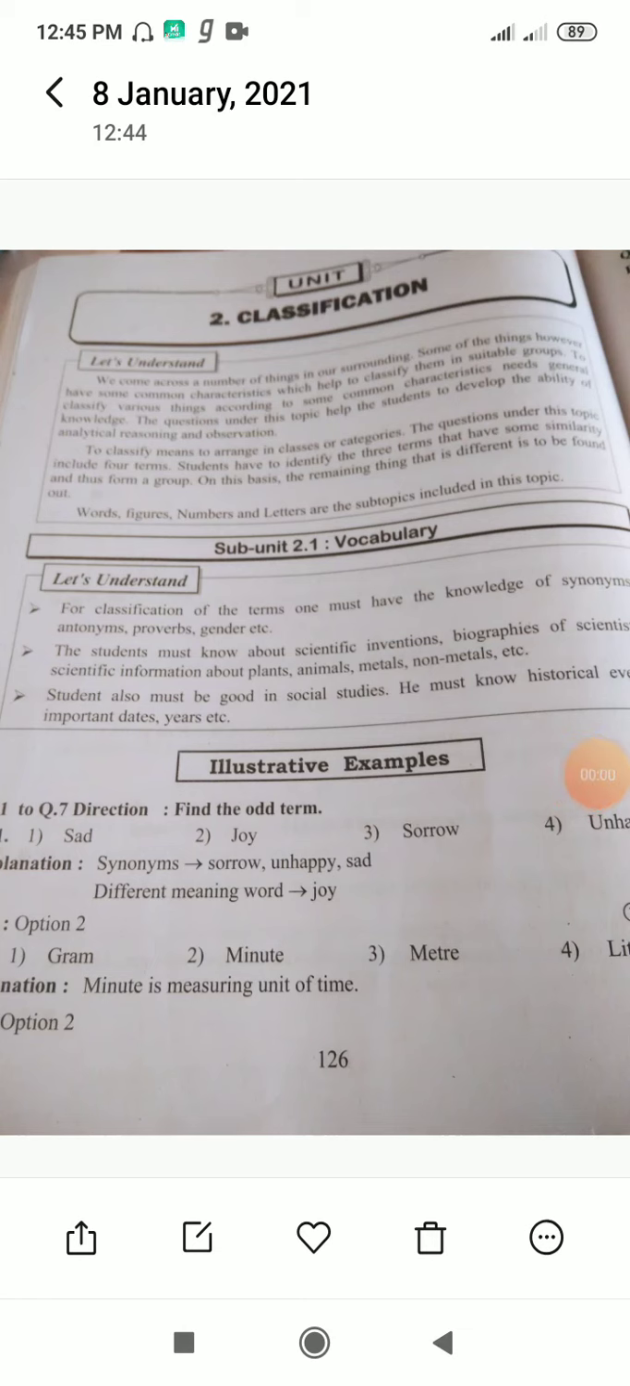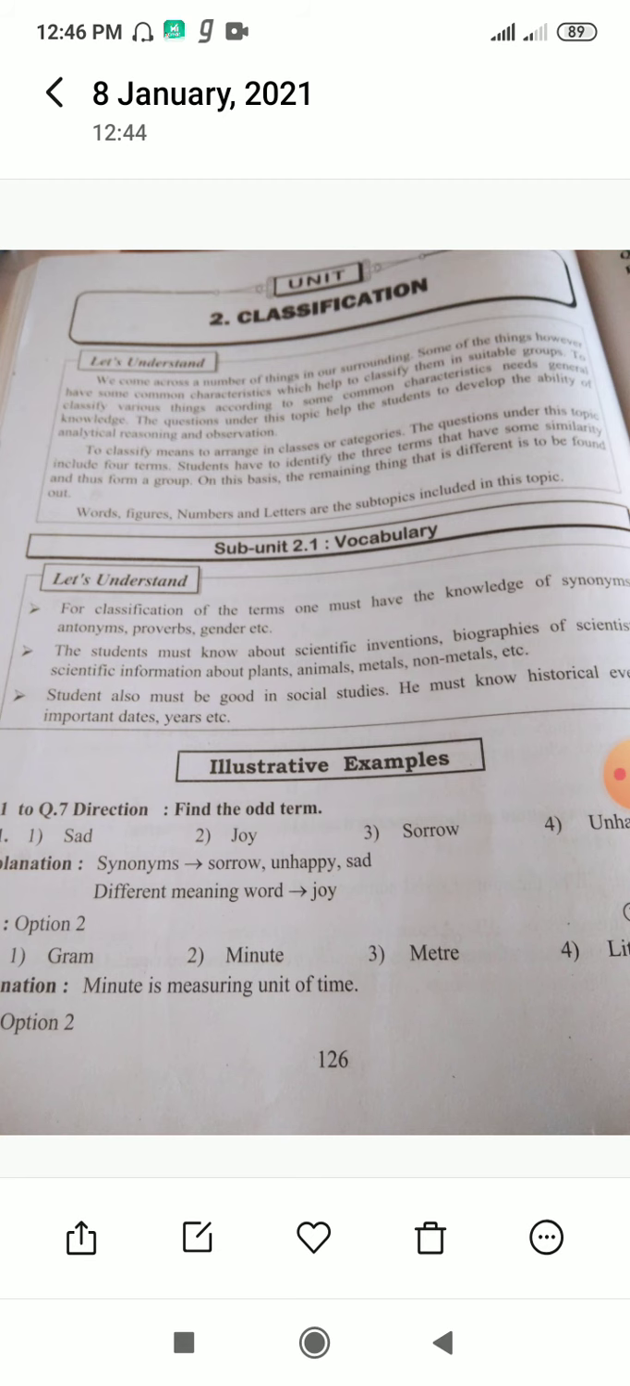Hello students. Yesterday we finished unit number 1. Now we are starting unit 2, classification.